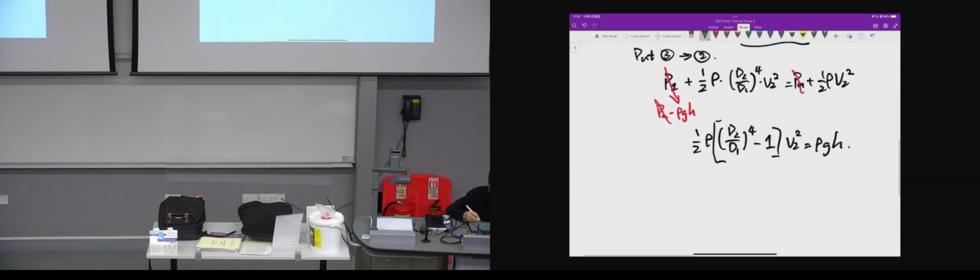So this gives us half rho times (D2 over D1 to the power 4 minus 1) times V2 squared equals rho g h. So we can cancel the rho and put the 2 on the other side. This gives us V2 equals the square root of 2gh divided by (D2 over D1 to the power 4 minus 1).